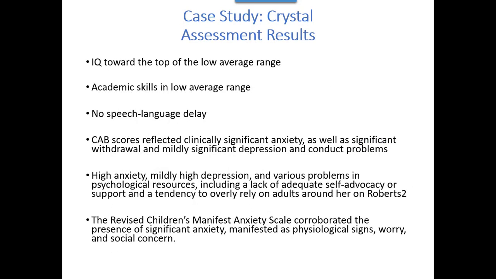So here we did some assessment results, low average. So, probably 86, 87. Academic skills are the same. Remembering both of these are not going to be great for a 6-year-old. No speech language issues. We did get some general scores that showed that she's clinically significant for anxiety, meaning that they are normatively unusually high. Some significant problems with withdrawal and depression and conduct problems.